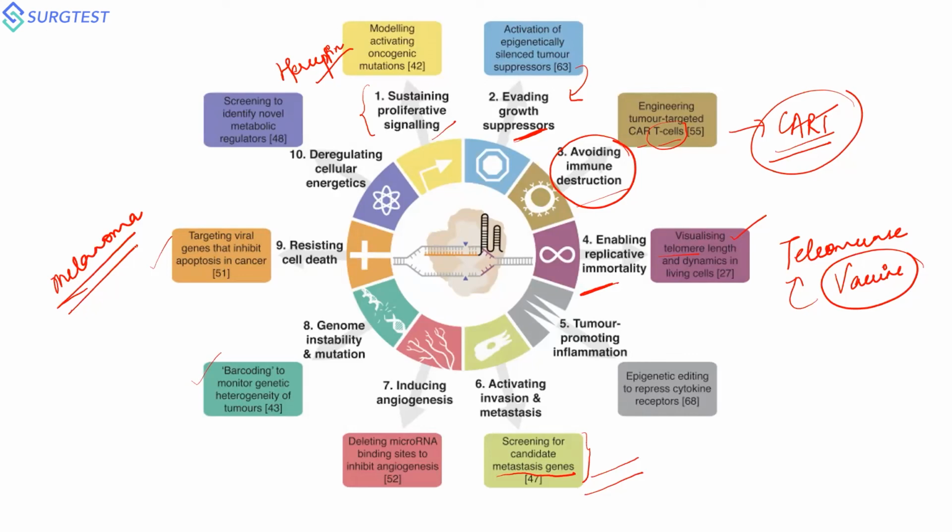Finally, the last one would be deregulating cellular energetics. We've been talking about the Warburg effect. We've been using the same effect for your PET scans. All your PET CTs or your molecular studies that are being done are based on the Warburg effect. And recently, apart from the Warburg effect, another cellular metabolism that is being asked as an MCQ is your FGF22.